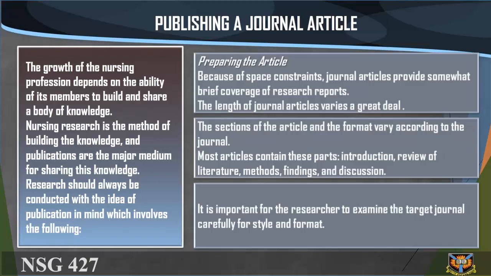Because of space constraints, journal articles provide only a brief coverage of the research report. The length of a journal article varies a great deal. The sections of the article and the format vary according to the journal. Most articles contain these parts: introduction, review of literature, methods, findings, and discussion. It is important for the researcher to examine the target journal carefully for style and format.